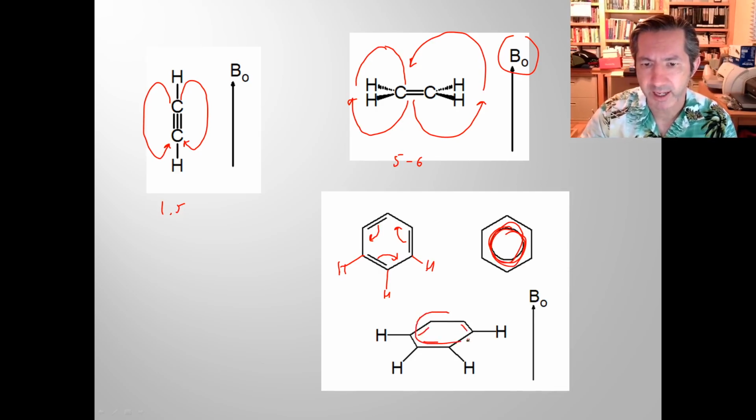And so if we put this guy on edge, we have these electrons circulating around here. So think of a donut of electrons.